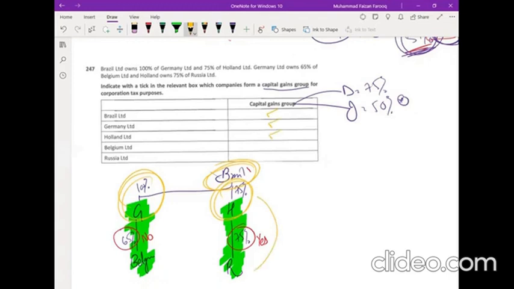Now, indirect ones, percentage 75 into 75, 56, right? And Holland and Russia in between are creating a 75% group or no? Yes. So Russia is okay. What about this? 65%, okay, 65% is more than 50, but do Germany and Belgium make a 75% group? No, they are not. So Belgium will not be part of the capital gains group.